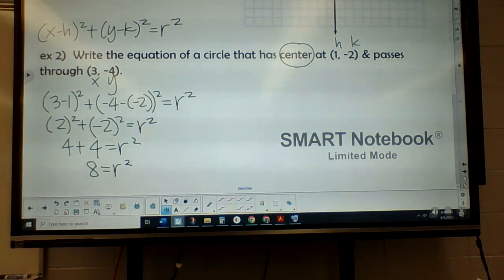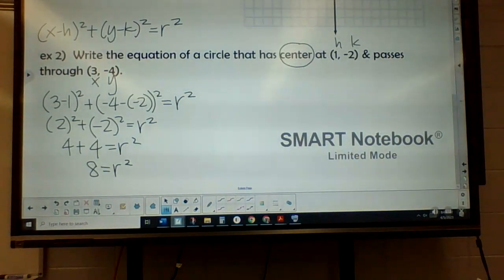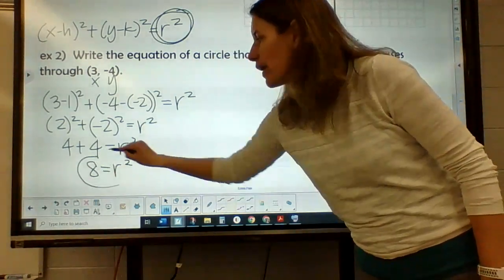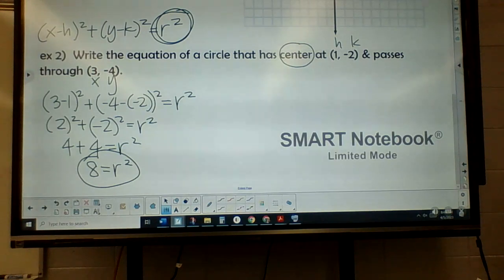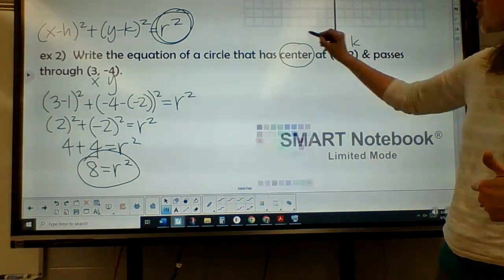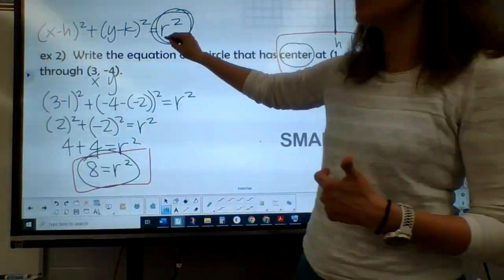So I find out 8 is r squared. Now, the square root of 8 is not a very nice number. But to be honest, I don't really need to take the square root of 8. My formula asks for r squared to be left as r squared. So now what I'm going to do is I'm going to take the pieces I need, which is my h and k and my r, and put them back into the formula. So the next step here is just taking this and putting it back into this formula.